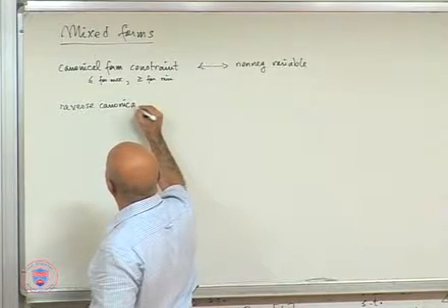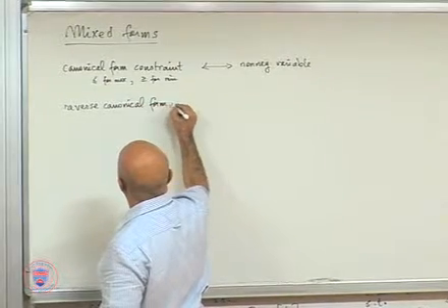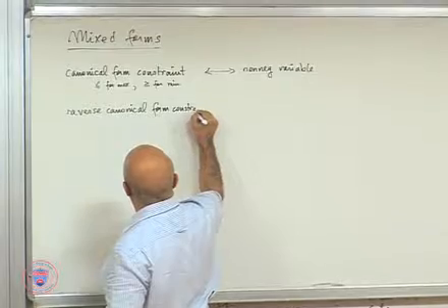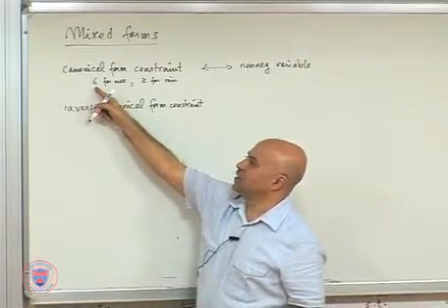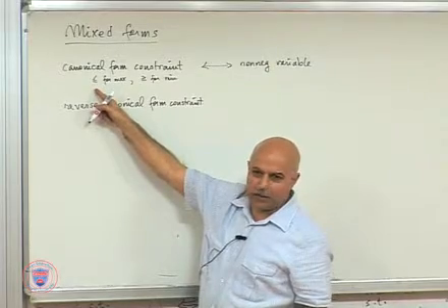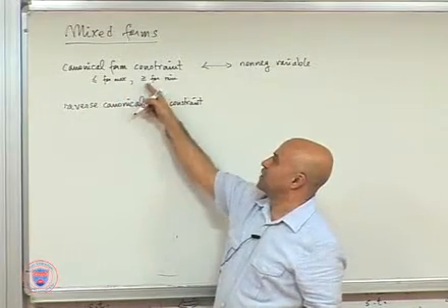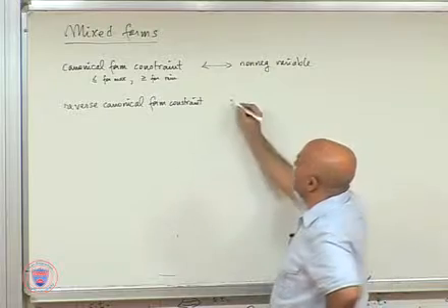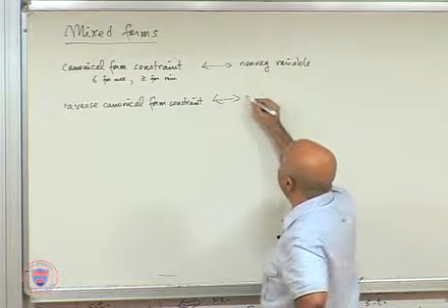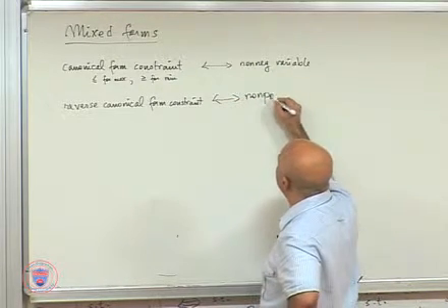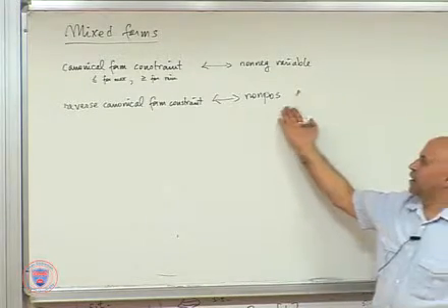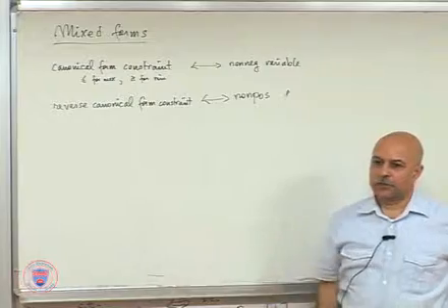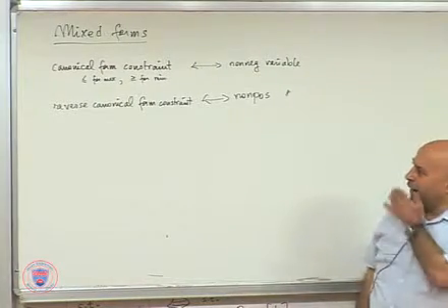Okay, if you have the reverse canonical form constraint, which means for a maximization problem, the constraint is greater than or equal type, and for minimization, it's less or equal to type. In that case, of course, the corresponding variable happens to be non-positive. Also, a non-positive variable corresponds to a reverse canonical form constraint.